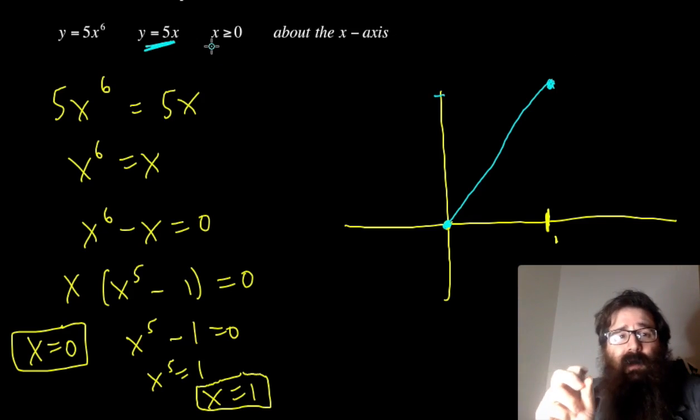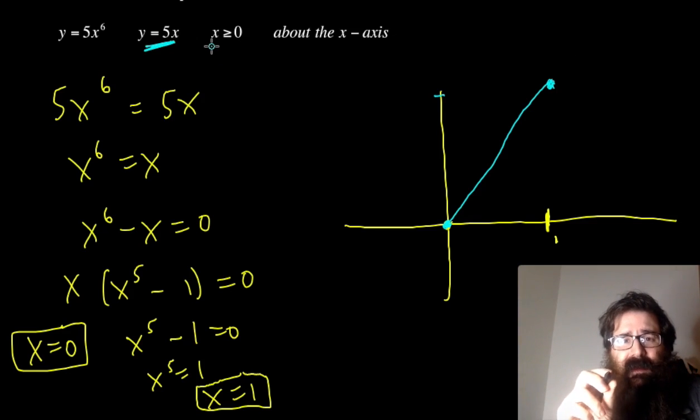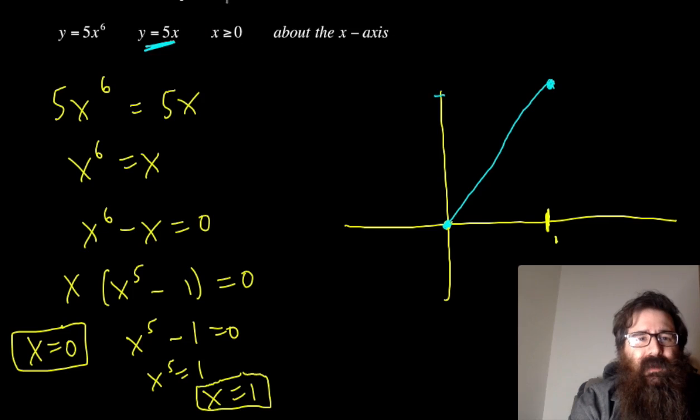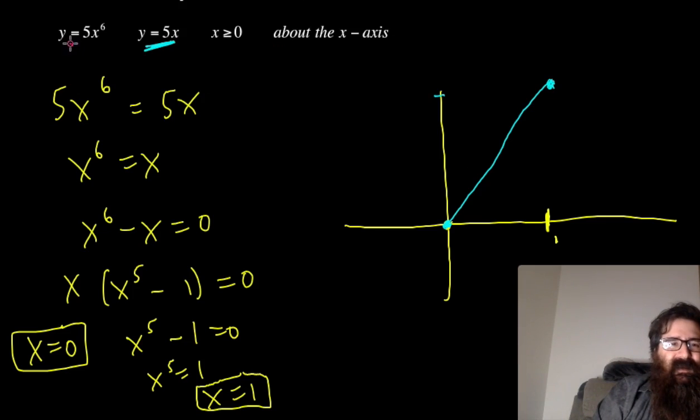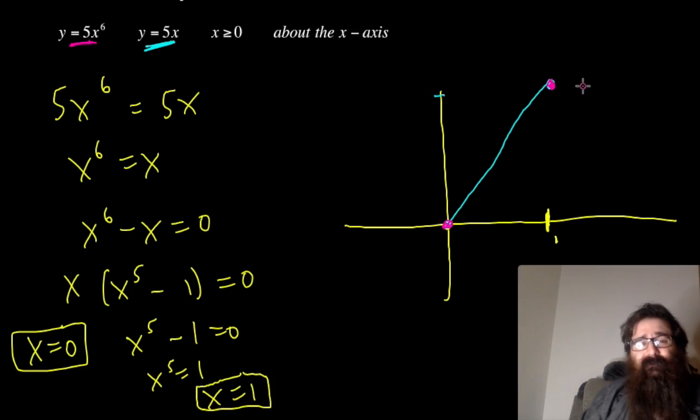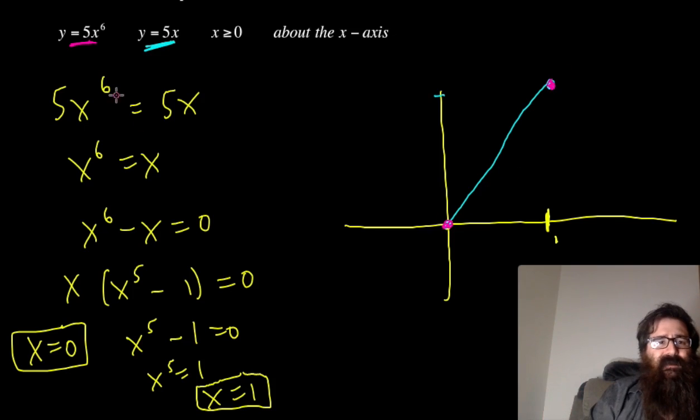Now I also want to draw y equals 5x to the 6th. I know it's going to intersect at those 2 points. We'll do this one in the neon pink. I know it's going to intersect at 0 and when x is 1. But I want to know, what about in between? Is it above? Is it beneath? It's going to have some sort of curvature to it, but I want to know how that looks. So I could pick a test value. Between 0 and 1, I could pick, for example, 1/2.